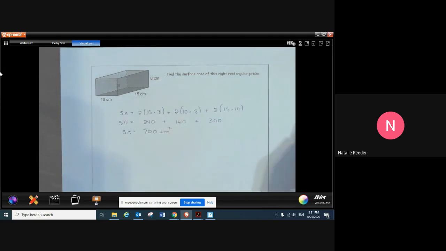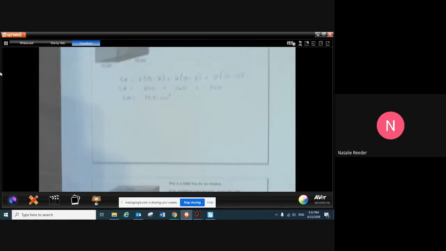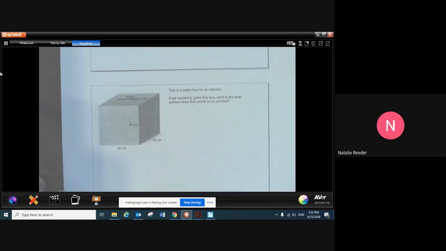We always use the same formula. Just always remember that it's 2 times the area of the front plus 2 times the area of the side plus 2 times the area of the top. And so with this next example, we'll continue to use that same formula. Now this one is a little bit different. It wants us, let's say we're going to paint this box. What is the total surface area that needs to be painted?